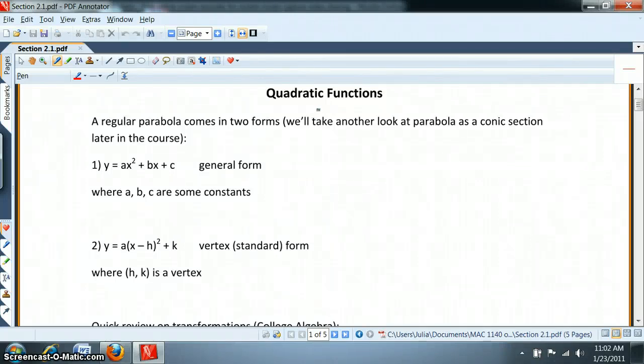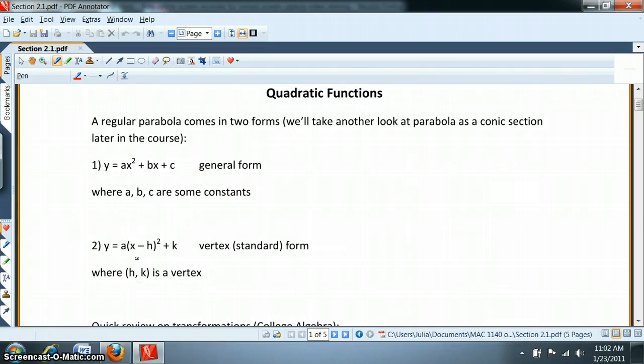Hello, welcome to the first video, which will focus on quadratic functions. Let us take a quick look at the two different forms that quadratic functions can appear. One is sometimes called the general form, which is y equals ax squared plus bx plus c, where a, b, and c are some constants or some numbers.